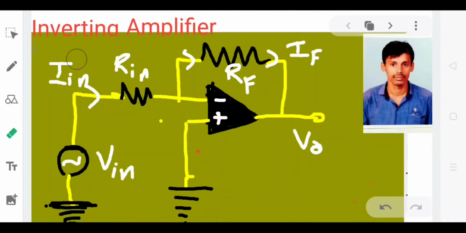Today we are going to discuss the inverting amplifier. The input voltage is connected to the inverting terminal through resistor R1. The non-inverting terminal is connected to ground. The output voltage V0 is connected to the inverting terminal through feedback resistor RF. IN is the input current, IF is the feedback current. This is the circuit diagram of the inverting amplifier.